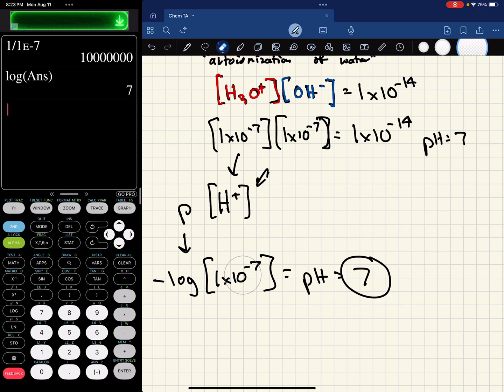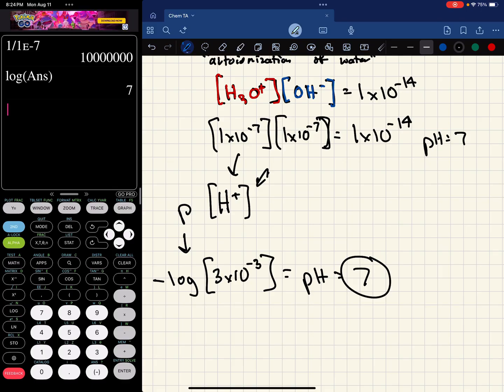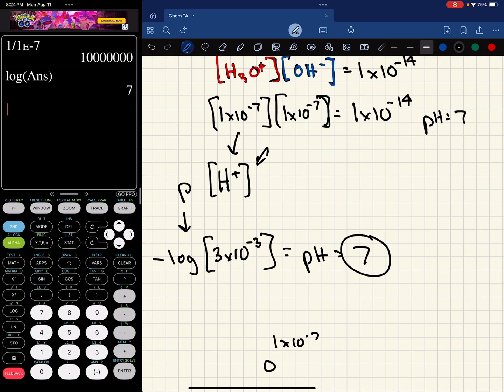So let's say it increased the concentration to 3 times 10 to the negative 3, right? This is an increase because before it was at 1 times 10 to the negative 7, so there were 0.0000007, and now our concentration is 0.003. So we increased the concentration. We added more H plus ions because we chucked HCl in there. So let's calculate what this pH would be, okay?